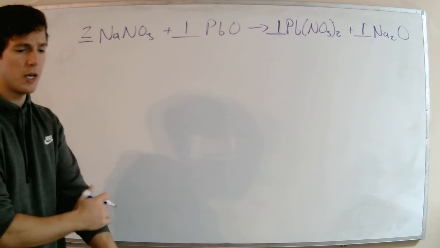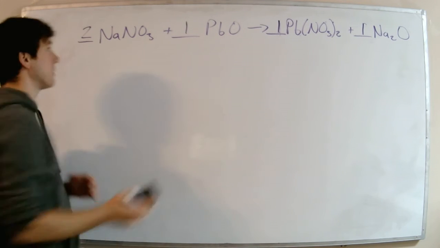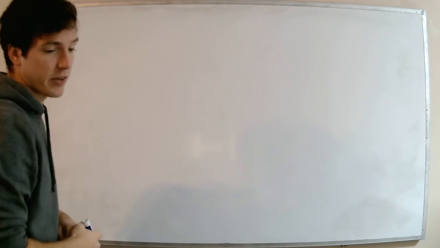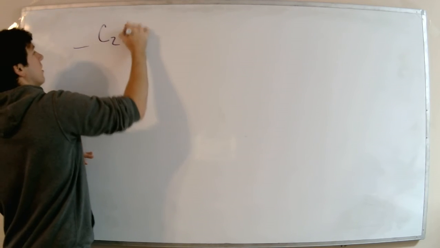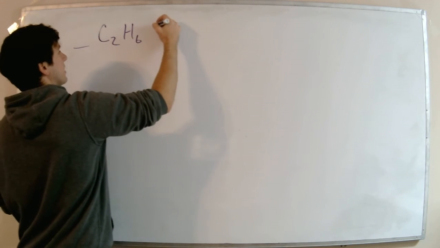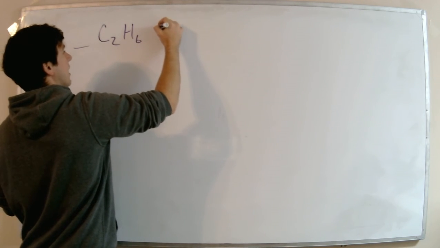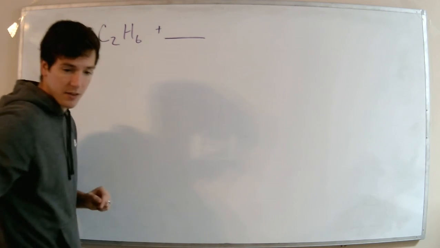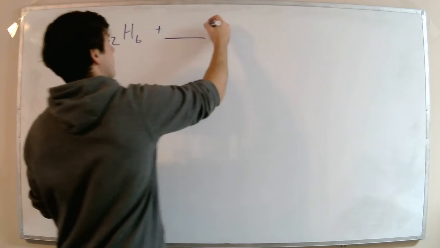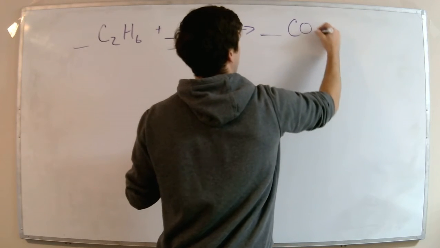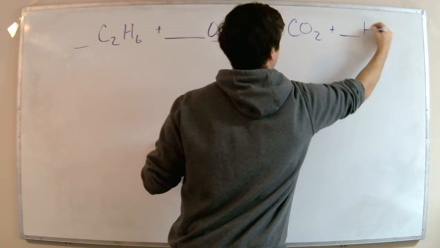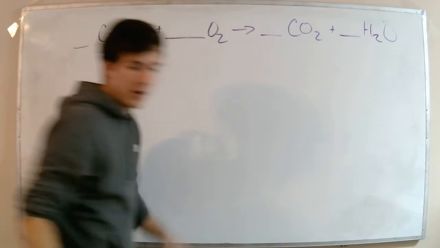Let's go to a tricky one where you'll see something where you actually get a decimal as a coefficient, okay, which we can't have. But let's go ahead and look at that. This is ethane, and it's going to combust again with oxygen, and it will form CO2 and H2O.